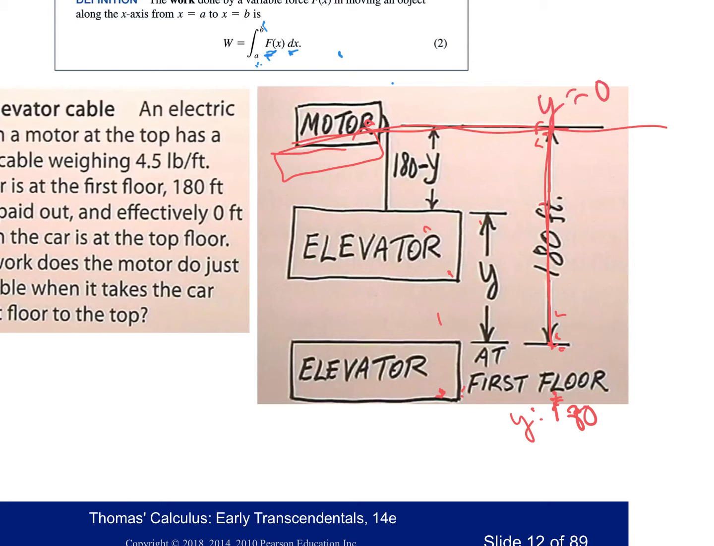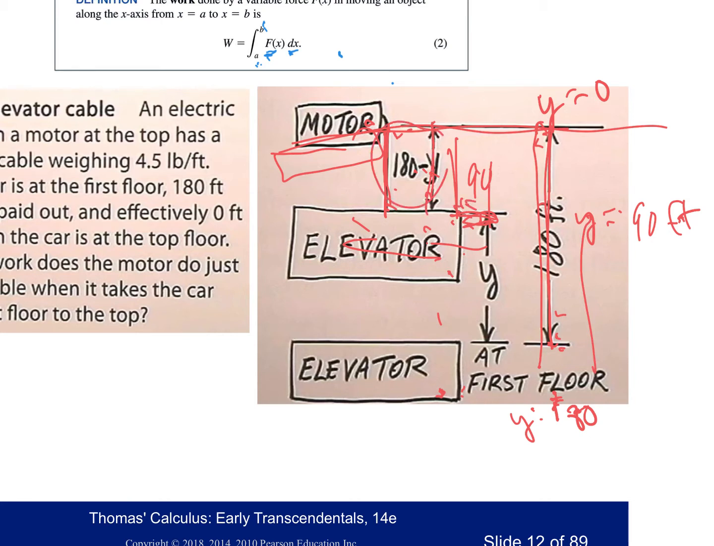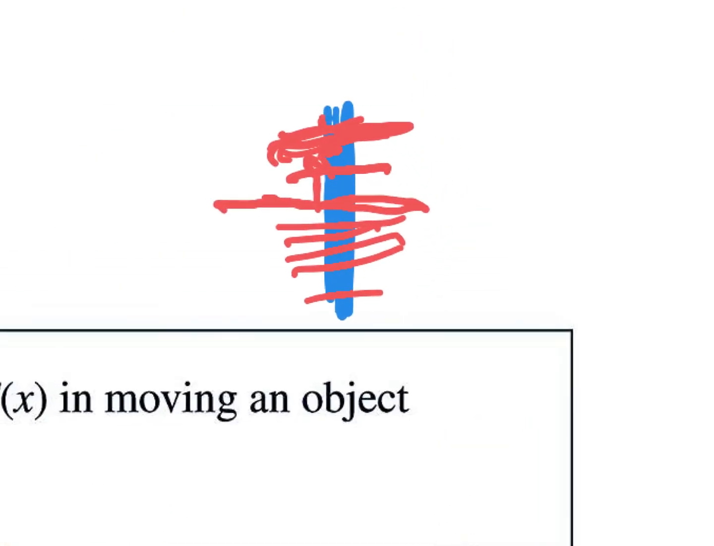The distance from the motor to the top of the elevator is the amount of cable I have to lift. So if the total distance is 180, 180 minus the y value that I'm at, let's pretend this is in the middle. Let's pretend this is y equals 90 feet. Then 180 minus 90 means that distance would be now 90. If this is 90, then this is 90. So that's how much cable I have left. This is the magic function that I need, because that's the amount of cable that I'm lifting.